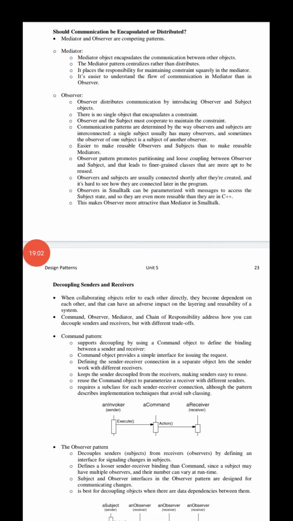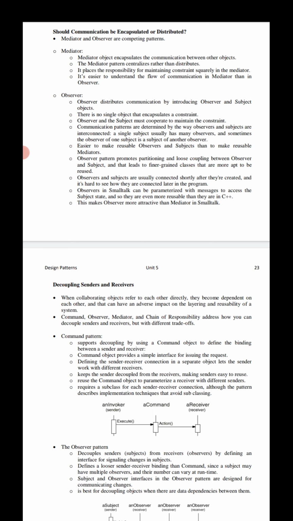The observer design pattern can be parameterized with messages on how to access the subject state, so observers are very reusable. This makes the observer more attractive than the mediator in the Smalltalk language. So a Smalltalk programmer will often use the observer design pattern, whereas a C++ programmer would use the mediator design pattern.